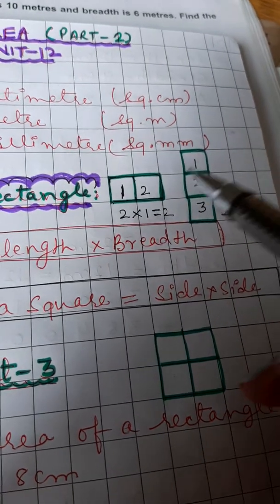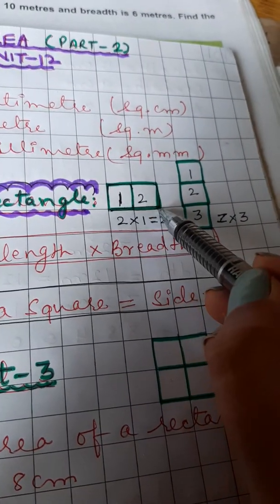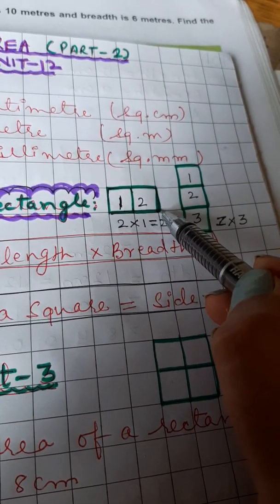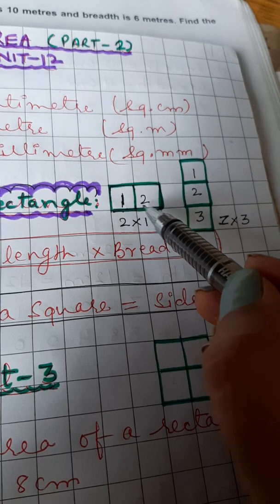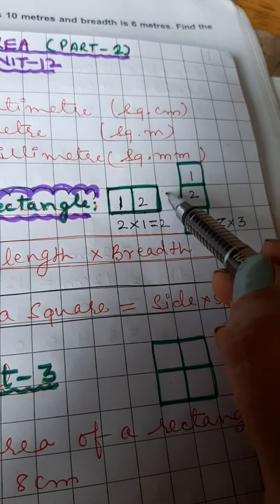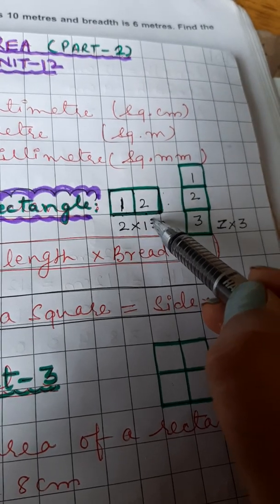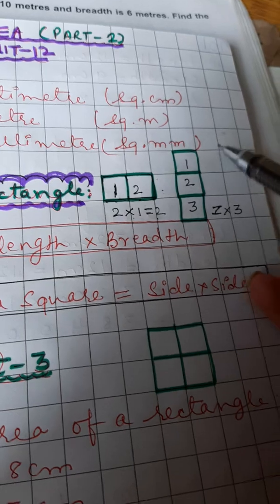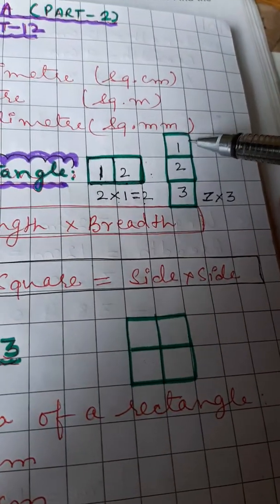Or in simple words, we can say that this is the length of the rectangle and this is the breadth of the rectangle. Because two squares are there, the length is 2 squares and the breadth is 1 square. So we will multiply 2 by 1 and the answer is 2. Let us understand this by taking another example.